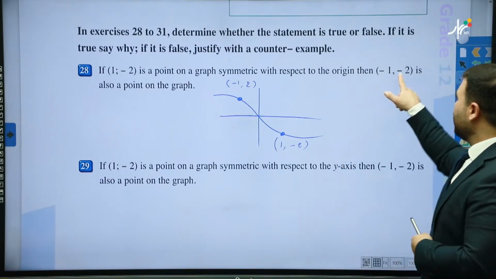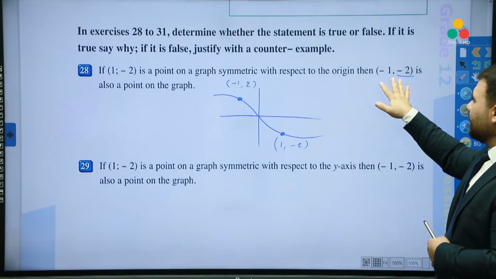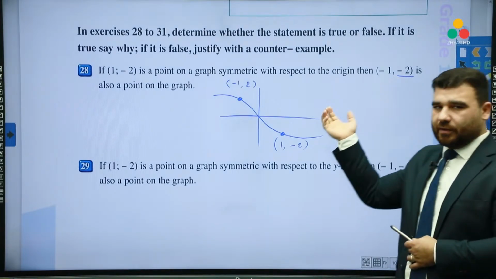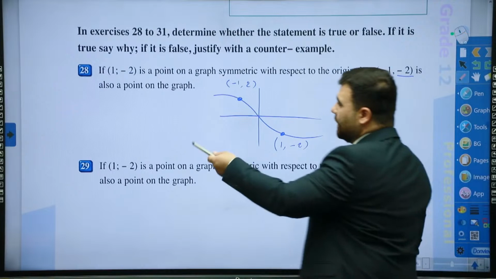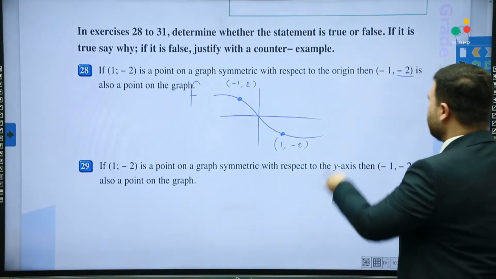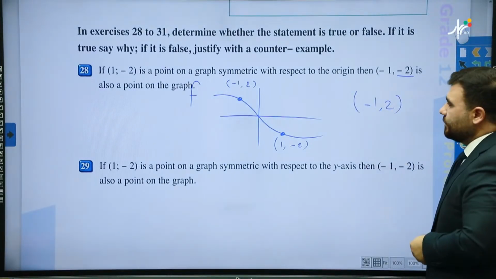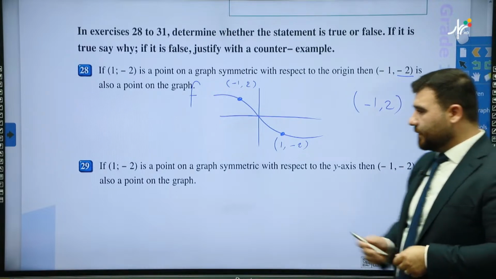But here, the negative 2 is the same in both points, so of course this point does not belong to an odd function. Then this 28 is false. The counterexample is that this point could be negative 1, 2, not negative 1, negative 2.